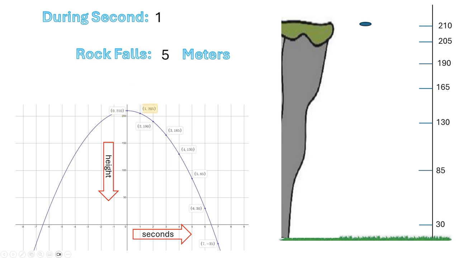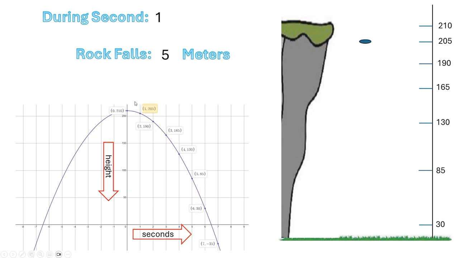After 1 second passes, the rock has fallen 5 meters, and we can see this point representing the fact that we're 1 second over and 5 meters lower.